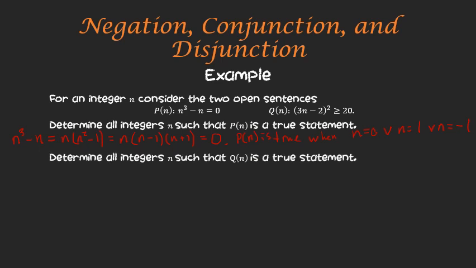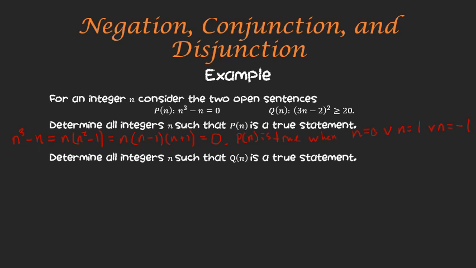Now let's take a look at Q of n. We could try something similar here, but first we'd want to expand the left side, the 3n minus 2. We'd actually want to expand that out and then subtract 20 and set this equal to 0, find when it crosses the x-axis, and only take things that make it less than 0. So we could do something like that, or we can just go by trial and error, or maybe you can graph it just to see. And remember, we're only taking the integers.